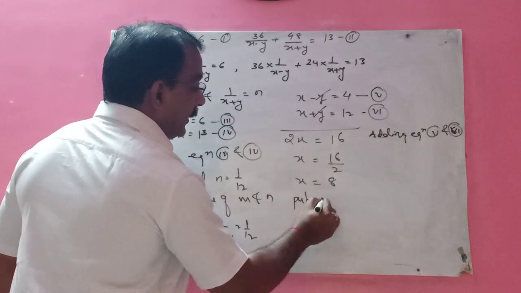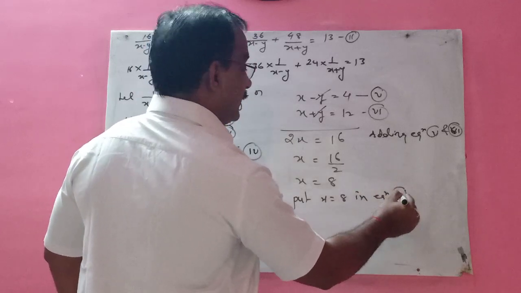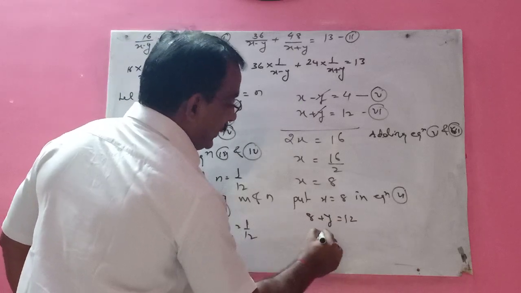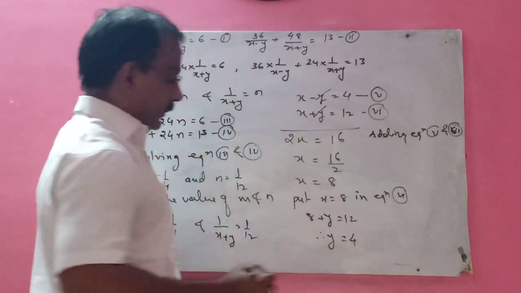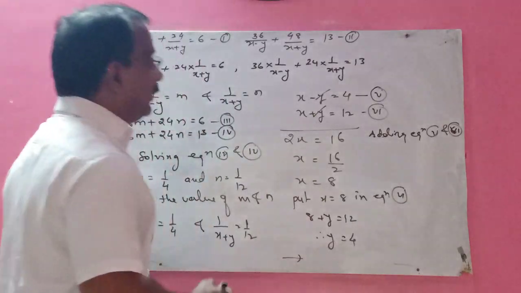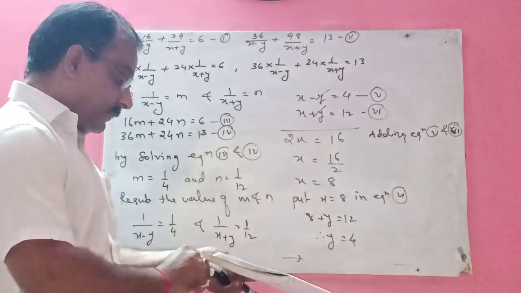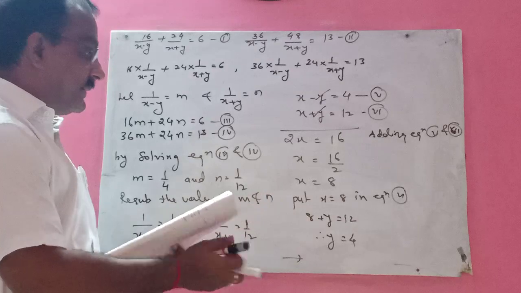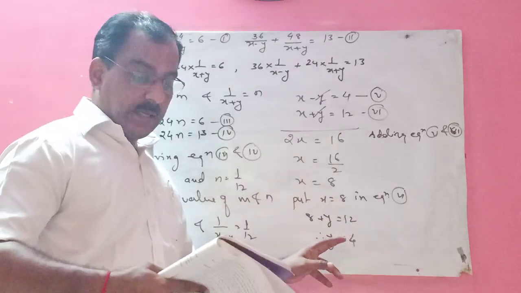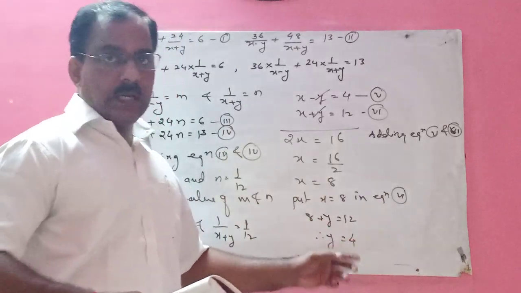Put x is equal to 8 in equation 5 or 6. So 8 plus y is equal to 12, therefore y is equal to 4. So here we got the answer of this. Again I am telling you, children, do not forget to write the answer. What is the answer in this case? The speed of boat in still water, which we have taken as x, is 8 km per hour, and the speed of water current is 4 km per hour.